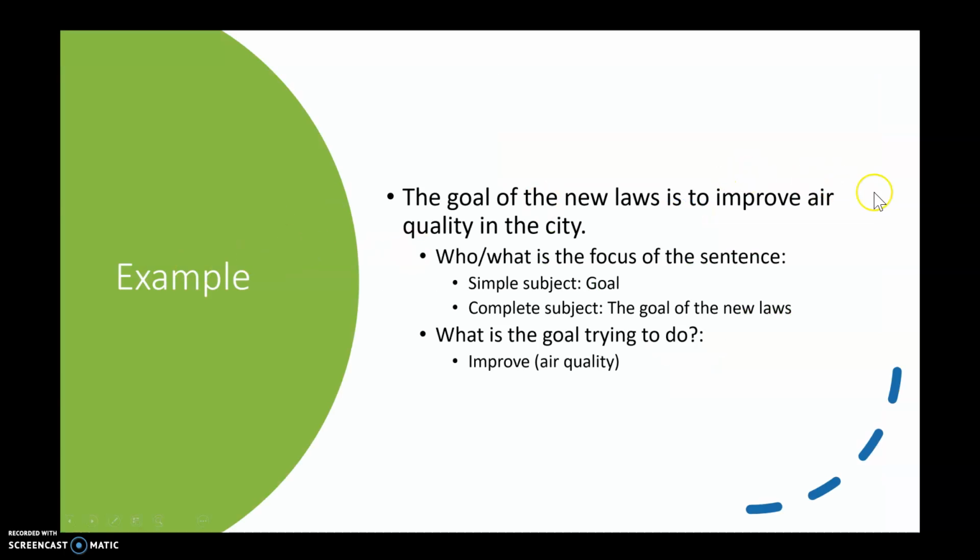So here's an example. "The goal of the new laws is to improve air quality in the city." Well, the simple subject here is goal. The goal is to improve air quality in the city. If you were to look at the word right next to the verb, laws, you would probably want to make this "are." That would be incorrect. It's not "the new laws are to improve air quality of the city." And if you read that aloud, you're going to see that it doesn't quite work. It doesn't sound right. The complete subject is the goal of the new laws, and we'll talk about why that's important in a minute. But the simple subject is goal, and so since this is the subject and this is the verb, you want these two to match.